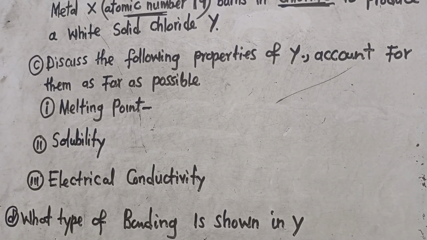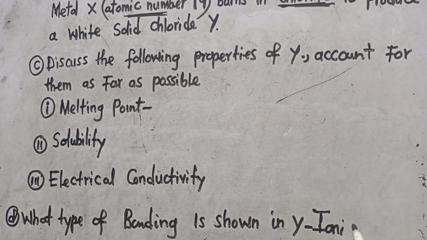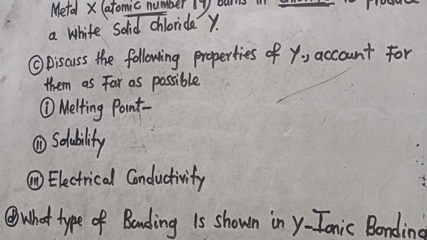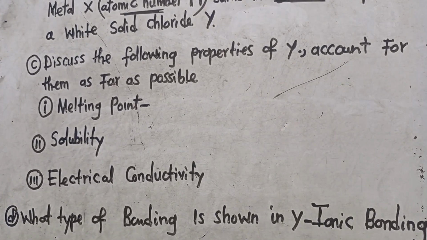Straight away, I go to this last question. What type of bonding is shown in Y? That is an ionic bonding. So I answer this one in advance. Even as I'm explaining, I'm also answering these questions. So that is an ionic bonding.